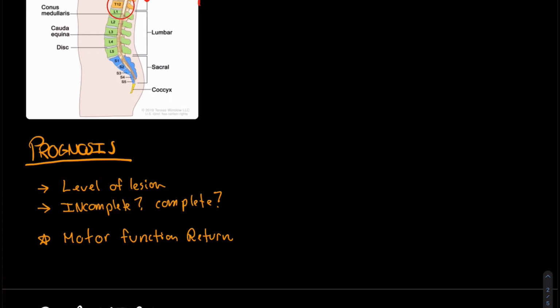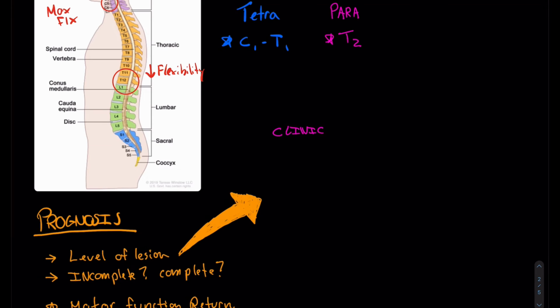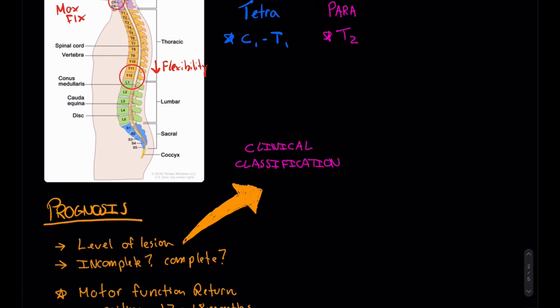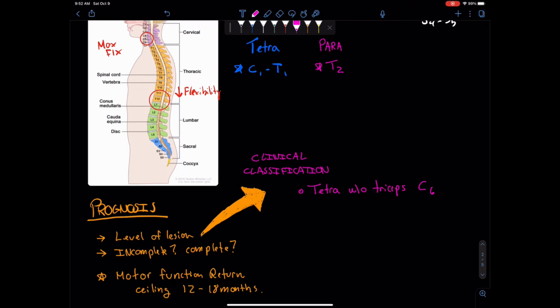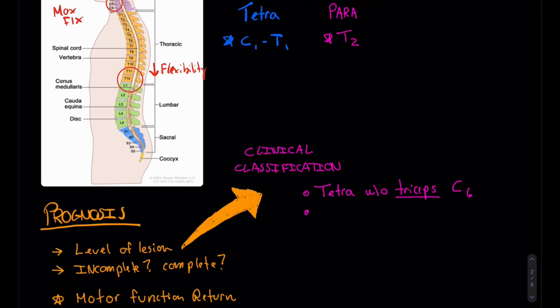Okay, so let's come back to the level of lesion. Clinically speaking, we try to have a common classification system. When we have a patient with a tetraplegia without triceps, this is a tetraplegia for C6. In the diagnosis, we might have C6 tetraplegia, but clinically speaking, what is important for us is the word triceps. Then the next one would be a tetraplegia with triceps.